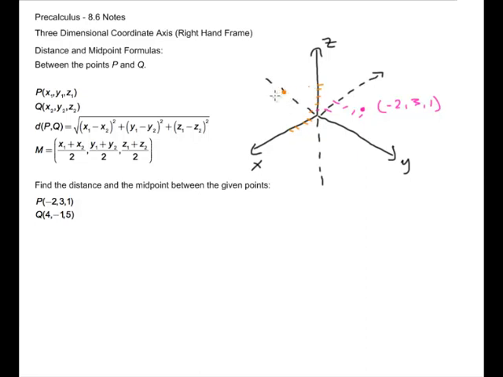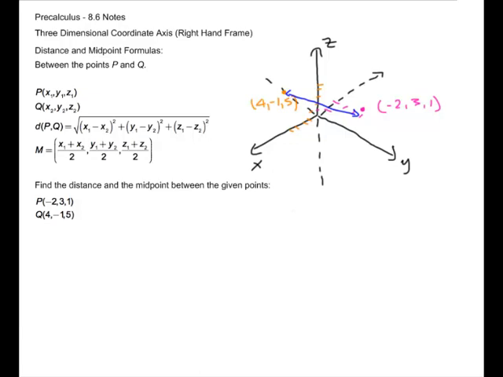And that's not on the y-axis. Now that's above it. So this is the point (-2, 3, 1) or (4, -1, 5). And what I want to do is find the distance right here between these two points. And so the way to find the distance is to just use my distance formula.